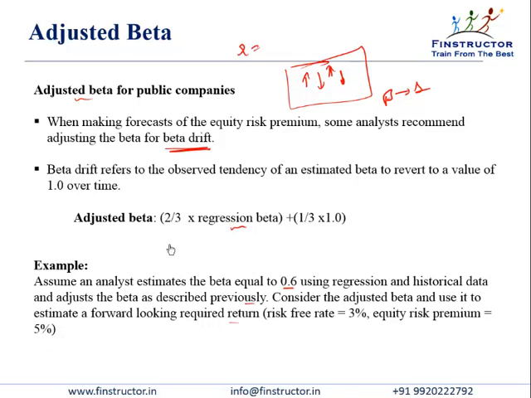So the adjusted beta would be 2/3 of the regression beta plus 1/3 into 1, which will come out to be approximately 0.7333. That is, it tends to be closer to 1 than our calculation. And then we can use it in the CAPM model to calculate the required return on equity. So it will be 3 plus 0.7333 into RM minus RF, which will come out to be approximately 6.65%.